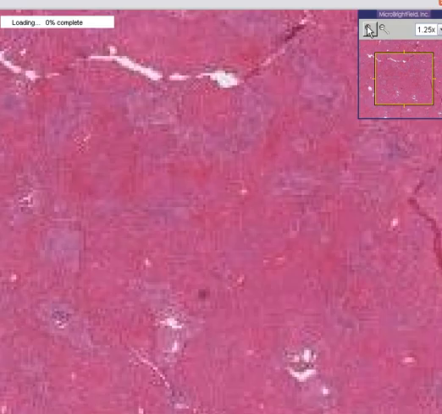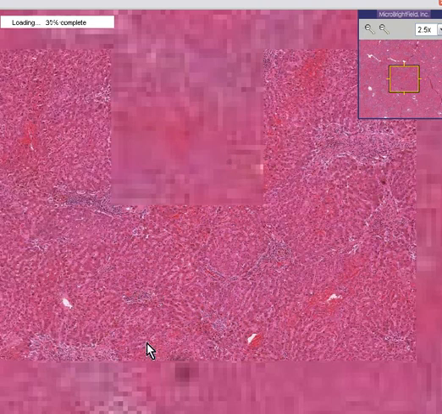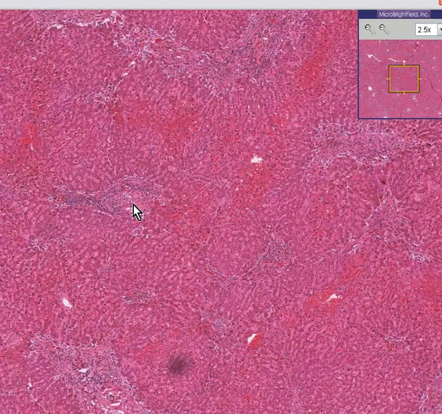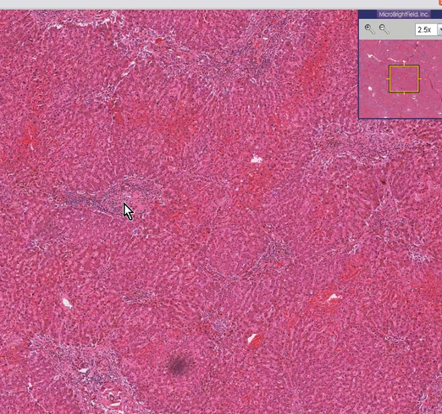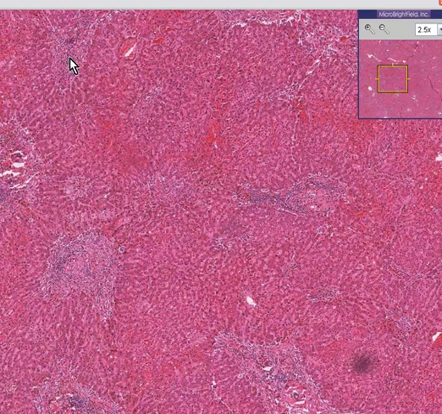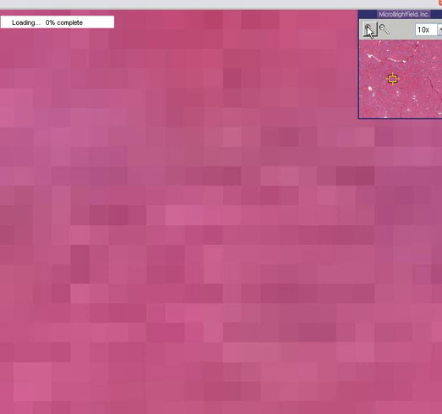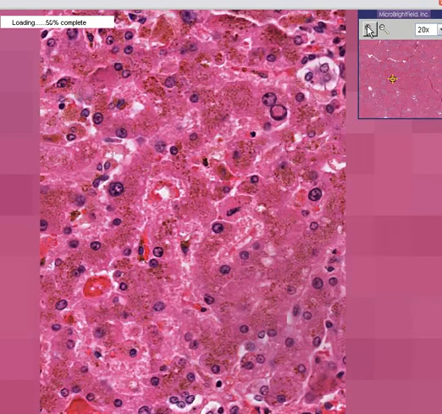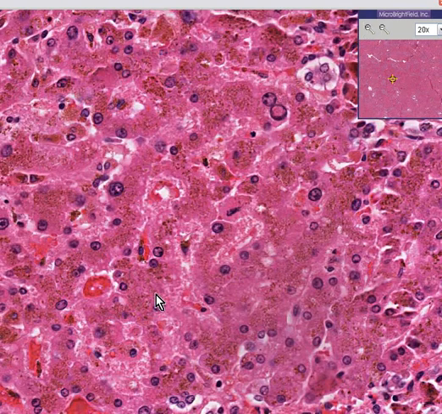Please note that the general portal-to-portal architecture looks barely preserved over here. Here's a portal area, here's one. But notice there's a lot of fibrosis around this portal area, so we have some kind of damage. Also notice that when you zoom in, the hepatocytes themselves are darker than usual, mostly because they are loaded with this granular brown pigment, which is iron.